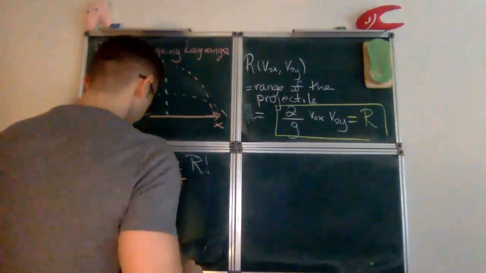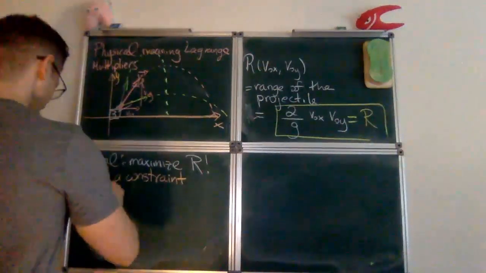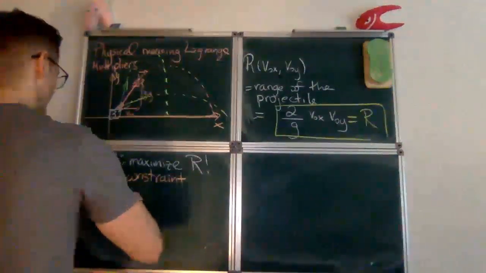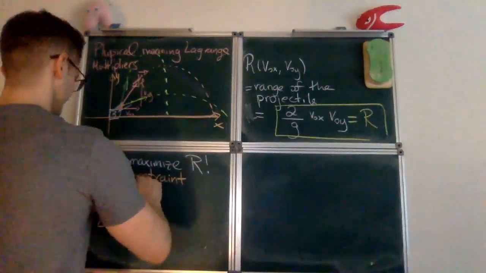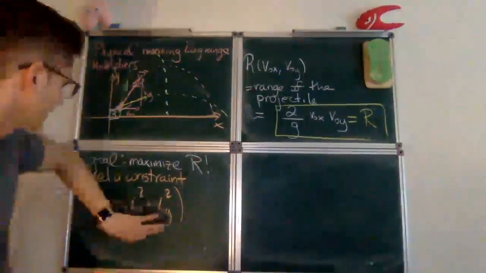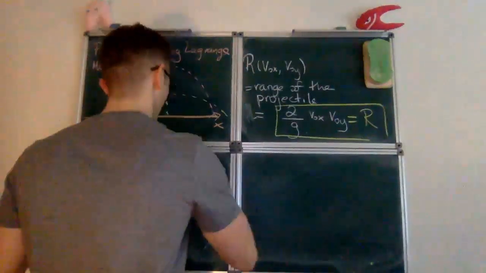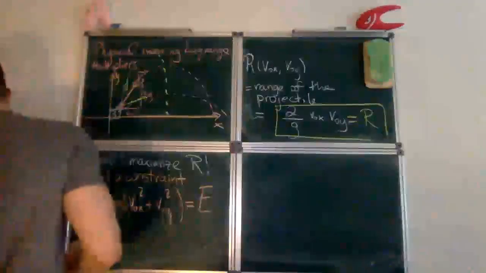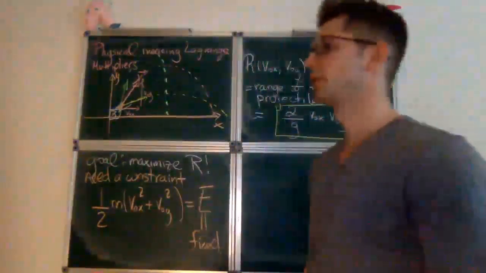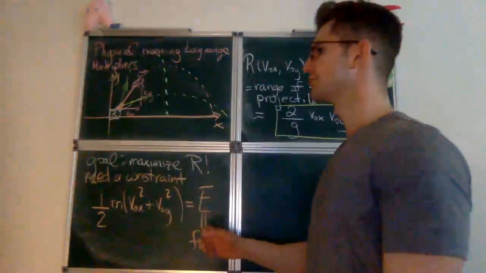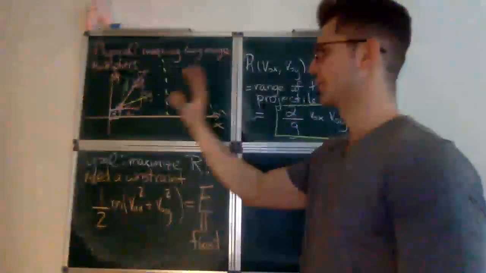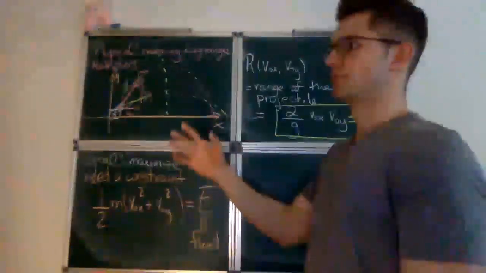So the constraint is that this quantity, 1/2 of m times v naught x squared plus v naught y squared, this is the kinetic energy of the projectile. This quantity, we want to make it a fixed number. So I guess energy is measured in joules, and so you may want to launch the balls in such a way that they're always being launched with 10 joules of energy, for example.